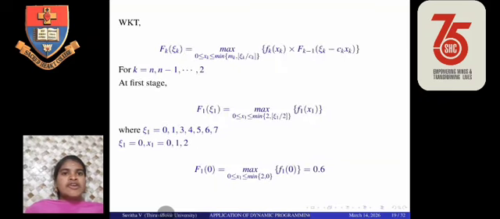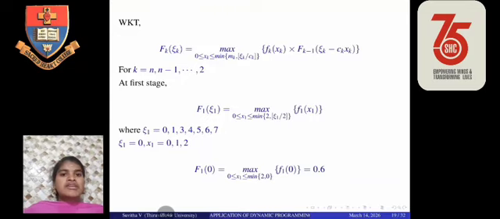We know that the formula for fk of psi k equals the maximum over 0 less than or equal to xk less than or equal to minimum of mk comma psi k by ck, of fk of xk times fk minus 1 of psi k minus ck into xk. Here we take the values for k from n minus 1 up to 2. At the first stage, we get the formula as f1 of psi1 equal to maximum of f1 of x1, where psi1 varies from 0, 1, 3, 4, 5, 6 and 7. We can put the values for x1 to be 0, 1 and 2.